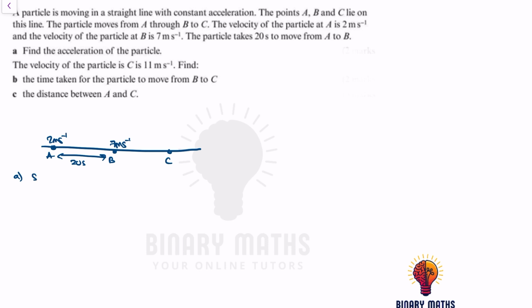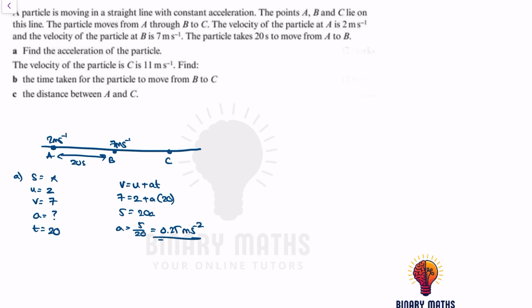So if I do SUVAT, the initial speed is 2, final speed is 7. Acceleration is what we're trying to find. And the time is 20 seconds. So V is equal to U plus AT. So 7 is equal to 2 plus A times 20. So 5 is equal to 20A. A is equal to 5 over 20, which is equal to 0.25 meters per second squared. The velocity of the particle at C is 11 meters per second.